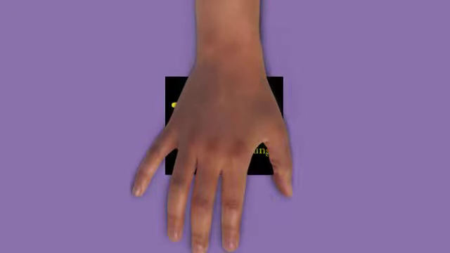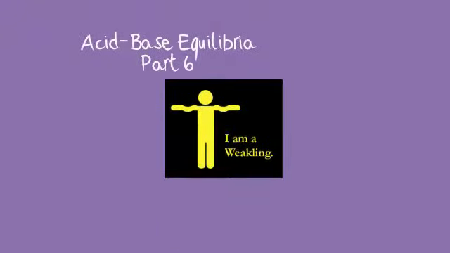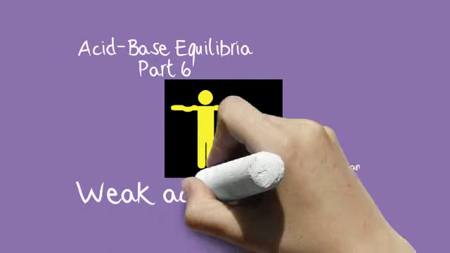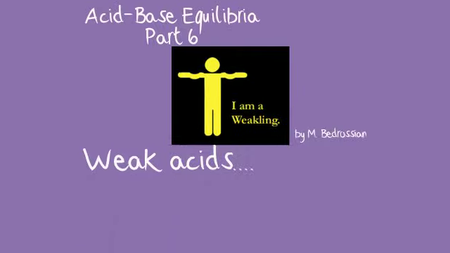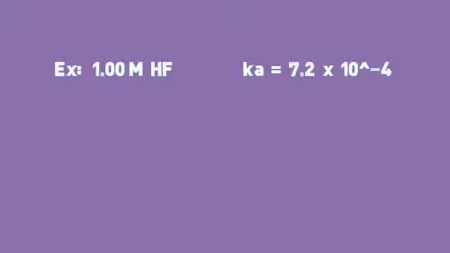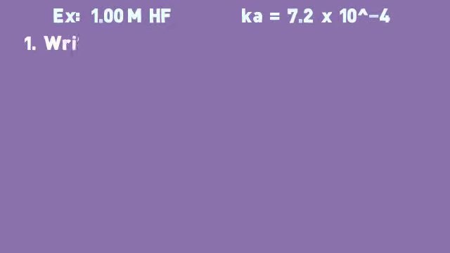We are still looking at acid-base equilibria. This is part 6. We are specifically going to just look at one example having to do with weak acids. And the example is 1.00 molar HF, and there is the Ka for it, 7.2 times 10 to the negative fourth. Going to go right through the steps on how you figure this out.